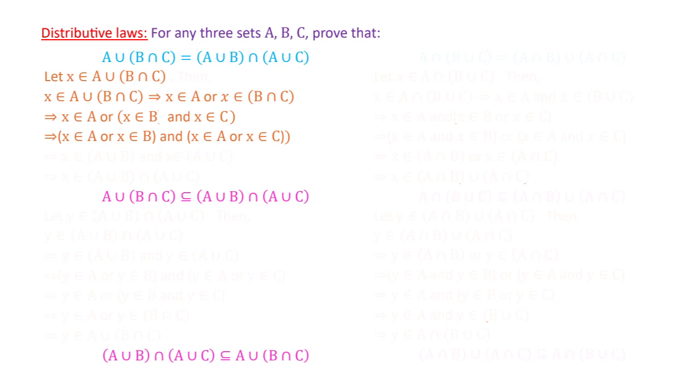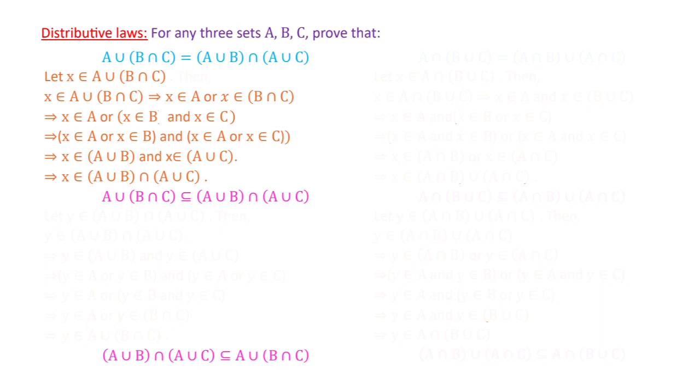So what we can write from this expression: over here we have "or", over here we have "and", and over here we have "or". If we replace this "or" with union, we get X belongs to A union B. Over here we have "and", then we write X belongs to A union C. Now if we replace these "and" with intersection, we obtain X belongs to (A union B) intersection (A union C). So we have proved that this set is a subset of this set.